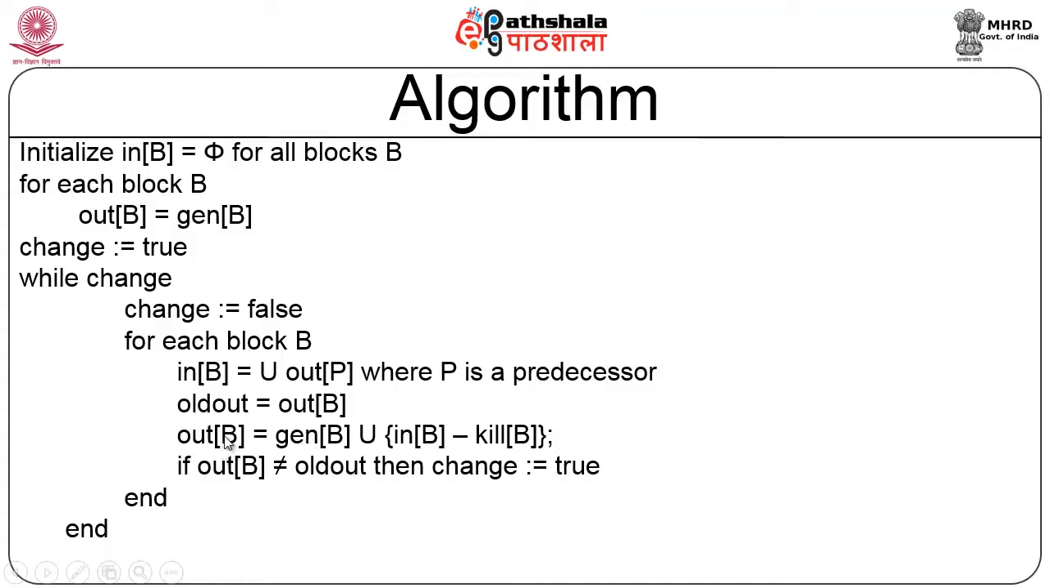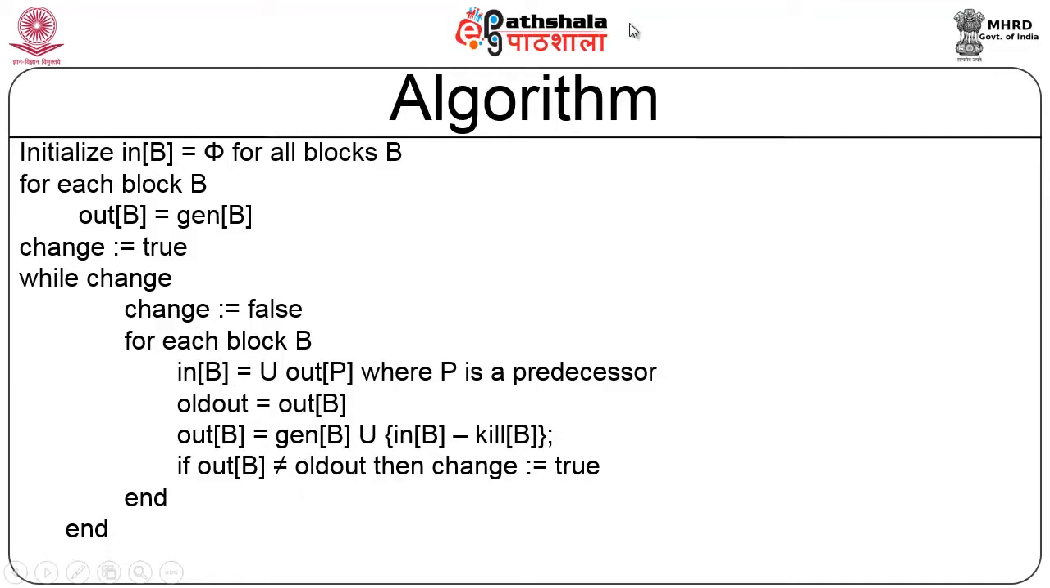Typically speaking, this out and the old out should not change. If it changes, that is, if out of B is not equal to old out, then you assume change is equal to true and then continue for the next iteration. So this is done for every block first, and then you have to go to the while block. So this is a for each block, right. Even if one block resets change to true, I have to go through this to find out the comparison between the old out and new out for all the blocks. That is the situation here.